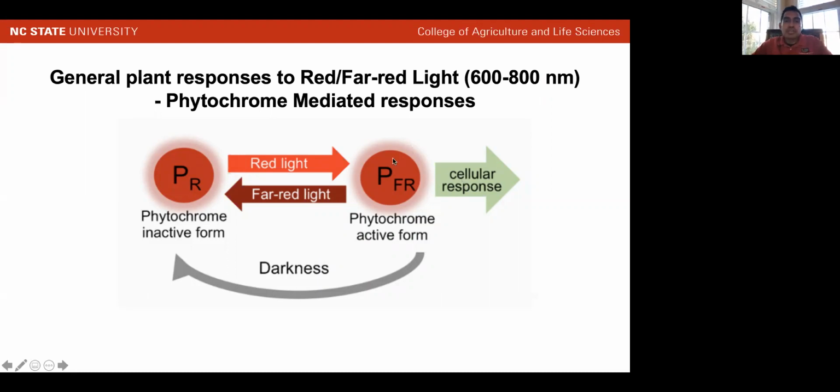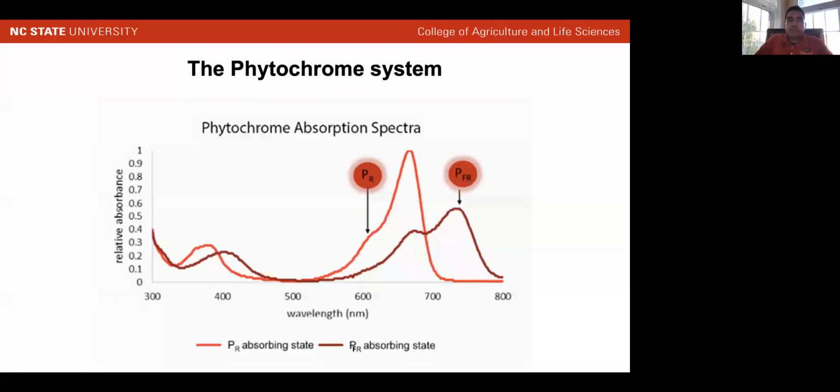And then during the darkness, it returns back to the inactive form. So you can use red and far red light ratios to change the pool of these proteins within the plant. The PR absorbs mainly in the red, and the PFR form, the isomeric form, absorbs mainly in the far red. But they also have absorption peaks in the blue.